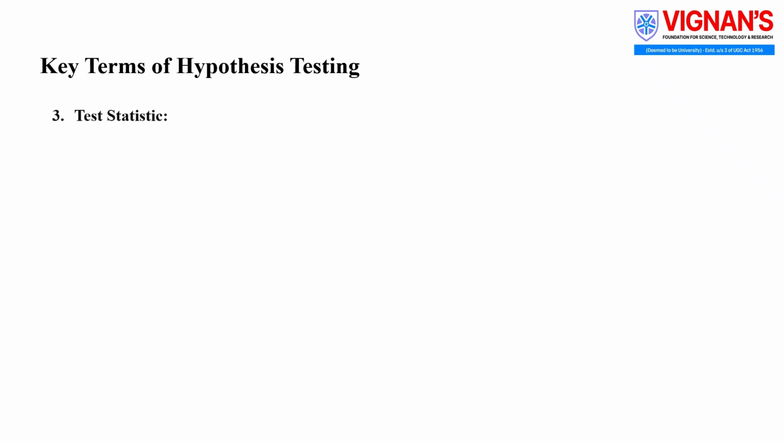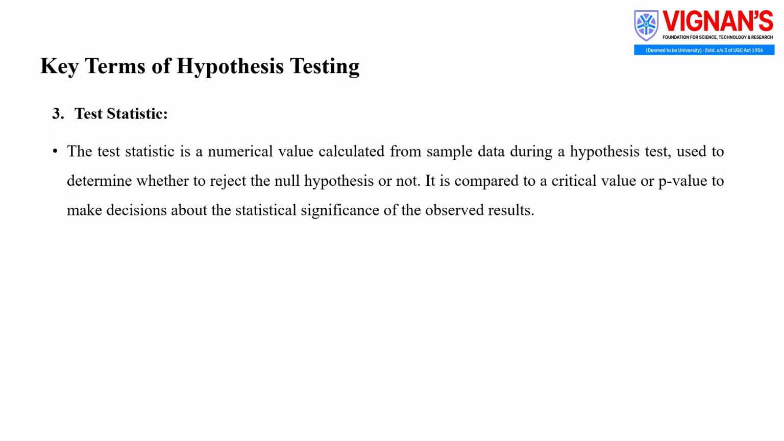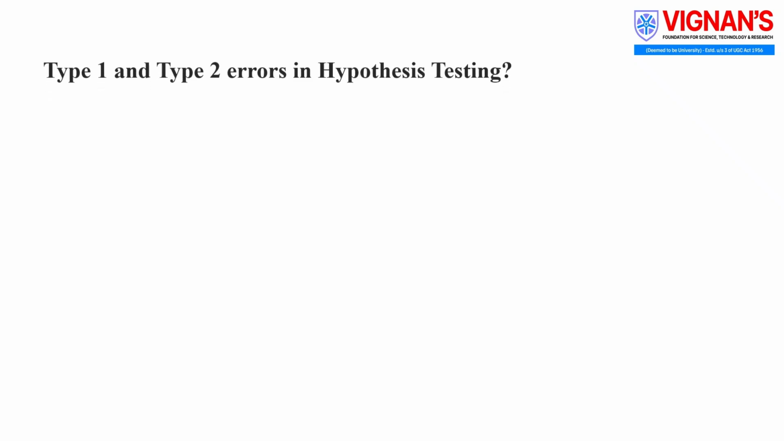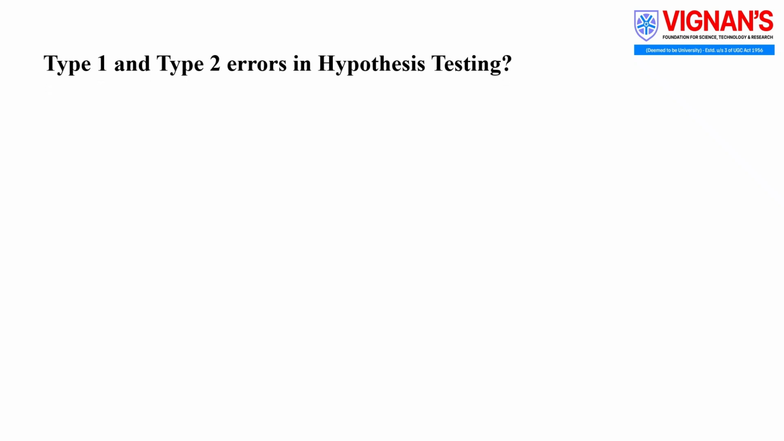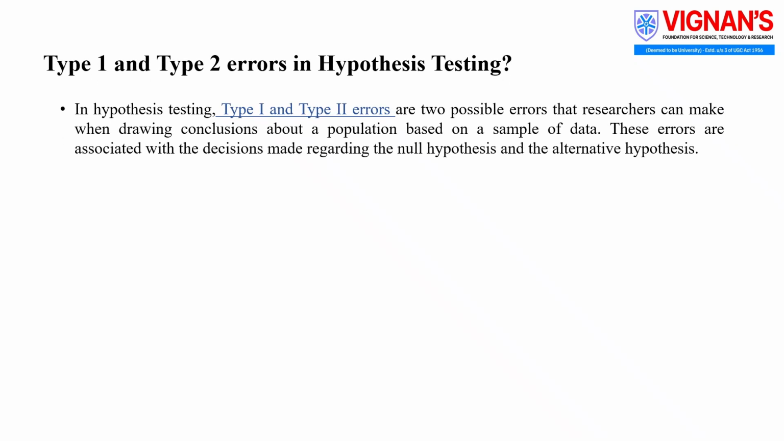Next, we look at the test statistic. The test statistic is a numerical value calculated from sample data during a hypothesis test. It is used to determine whether to reject the null hypothesis or not. It is compared to a critical value or p-value to make decisions about the statistical significance of the observed results. Type 1 and Type 2 errors. In hypothesis testing, Type 1 and Type 2 errors are mistakes that can occur when we make decisions based on sample data. These errors relate to how we treat the null hypothesis and the alternative hypothesis.